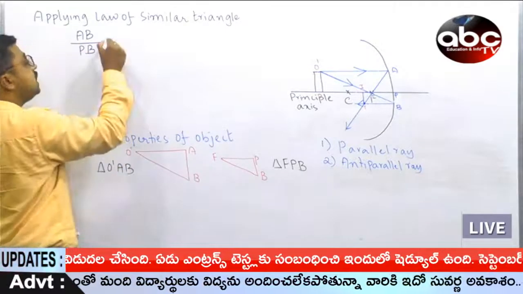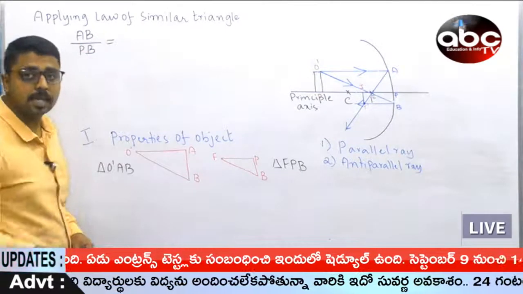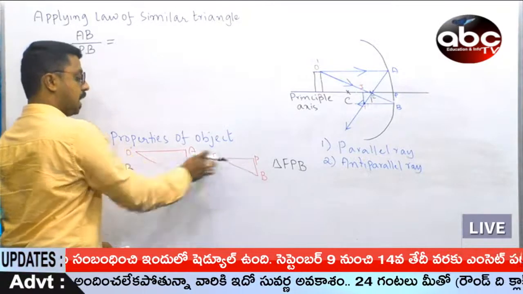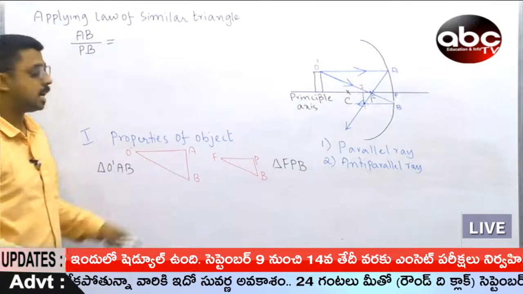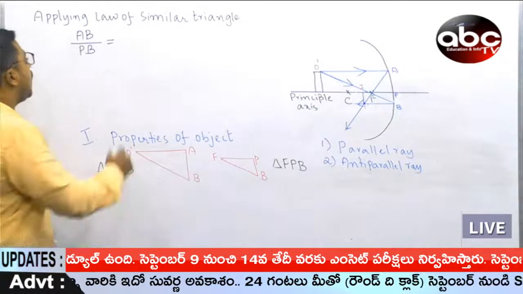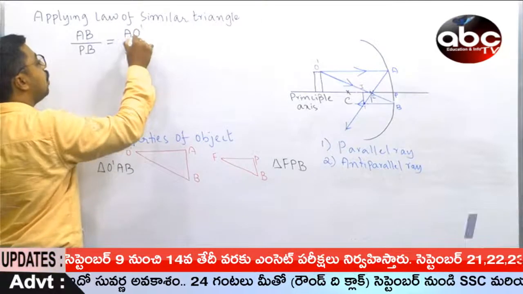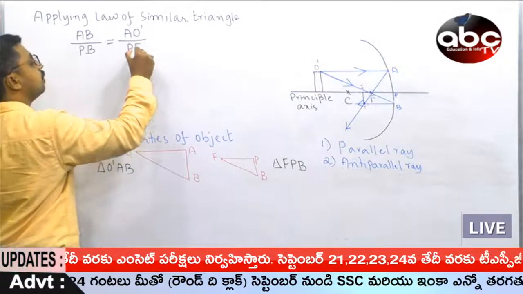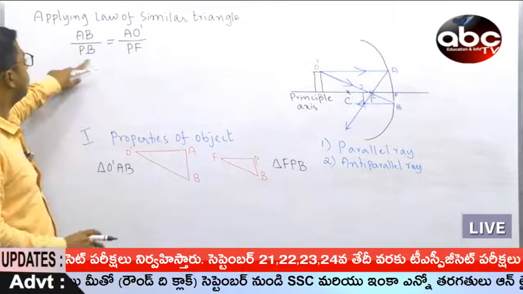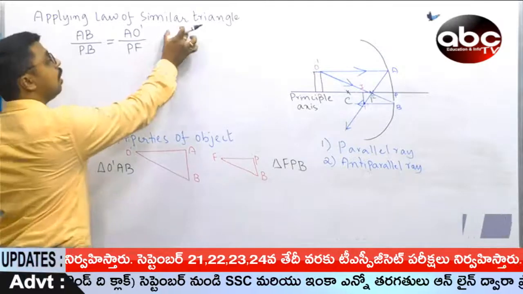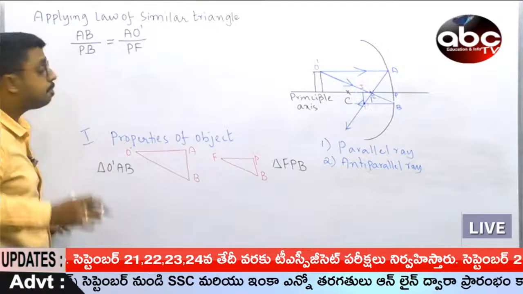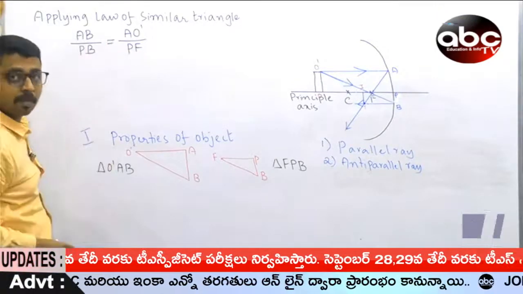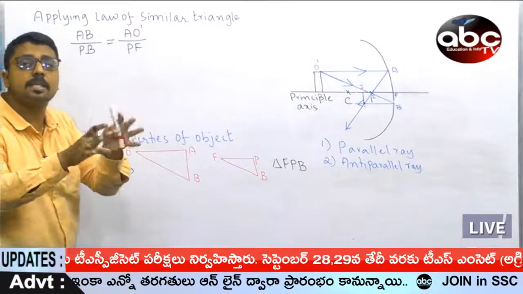Now, the corresponding sides must be equal. We have compared the base, now we have to compare the second alternate side, that is nothing but AO dash by PF. I have taken this by comparing with the law of similar triangles. Then let us bring here AB, PB, AO dash, PF. Both are having two different sides.